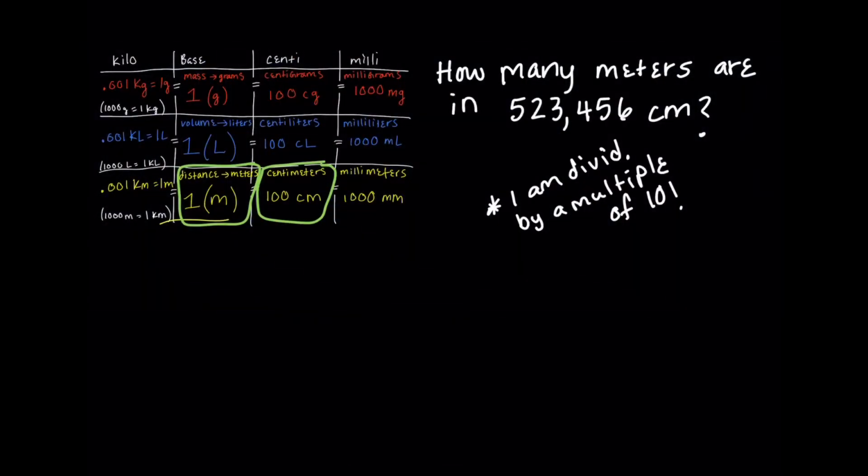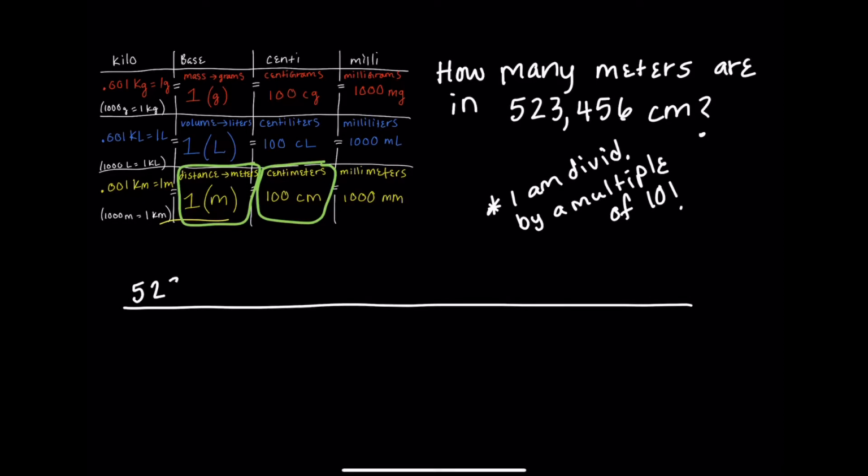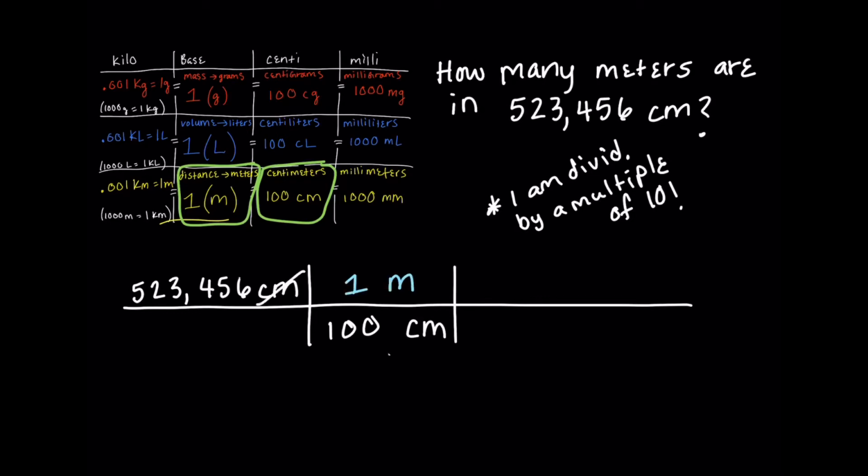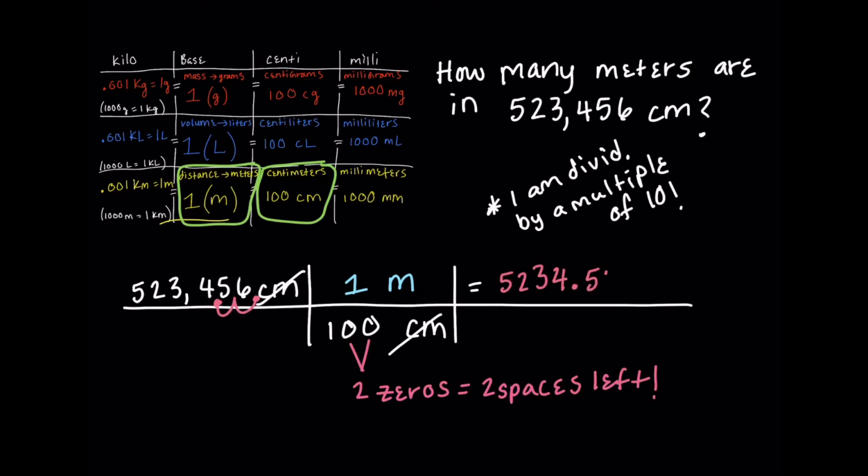Easy. This one says how many meters are in 523,456 centimeters. That's going to be the very first thing that I write on the line, and the boxes in the table that I'm using I circled in green. My centimeters have to be in diagonal boxes so that they cancel out. Since I'm dividing by a multiple of 10, all I have to do is move the decimal 2 places to the left.